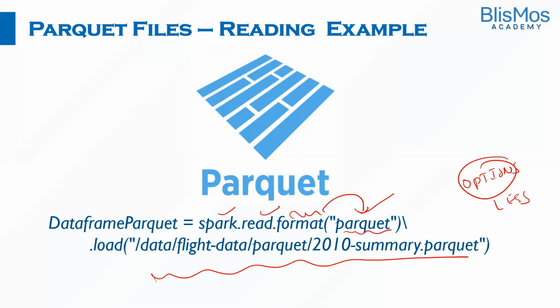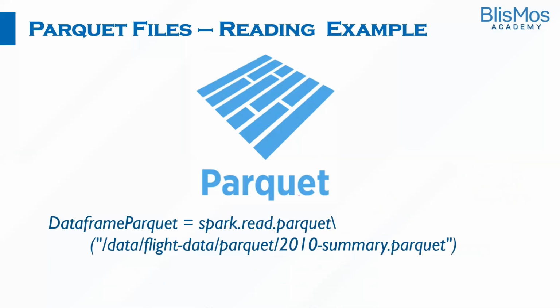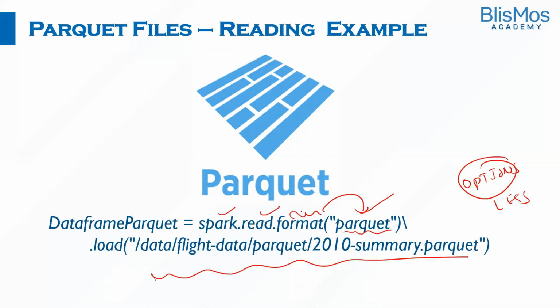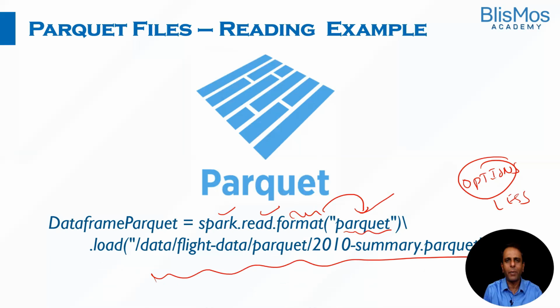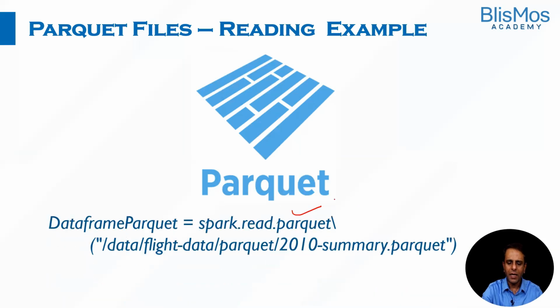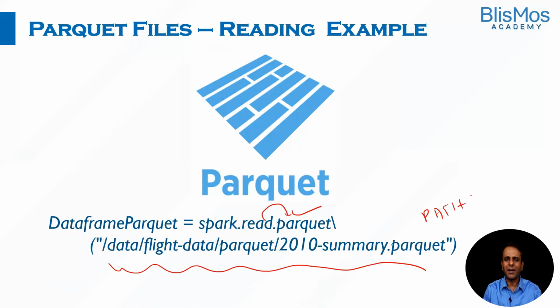One more way of reading the Parquet format, which is specific to Parquet, is that you can say parquet instead of providing the format. If you look at this example, we are providing the format, and within that we are providing Parquet. But we can directly provide parquet after the read attribute, then provide the path of the file. You can read the Parquet format in this way as well. Wonderful! Isn't it good to know about the Parquet format? Thank you.